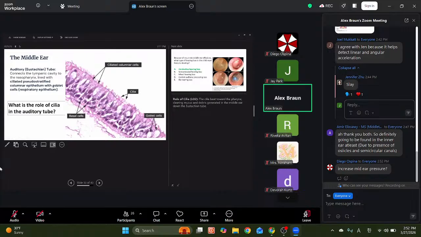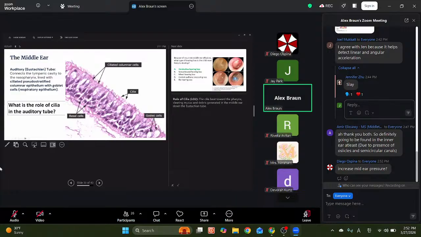Here's a histologic image showing you respiratory epithelium like you might find in the eustachian tube, and here you see cilia on the surface of pseudostratified columnar epithelium. Here you see these goblet cells. Here's a goblet cell, goblet cell, goblet cell.